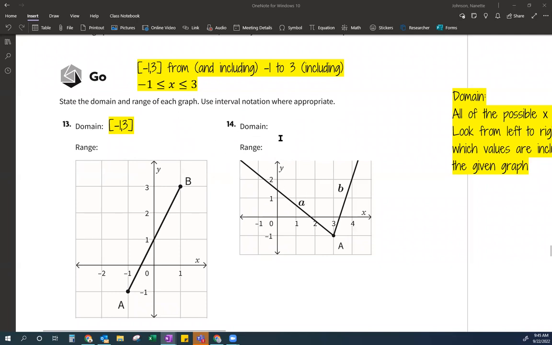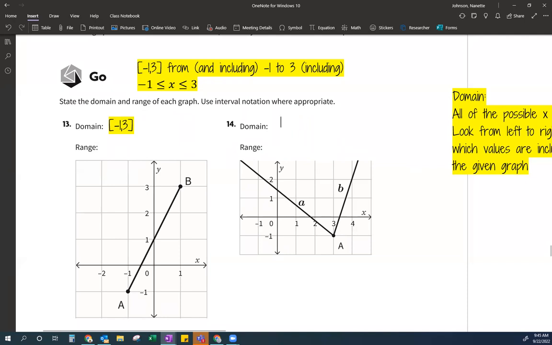Okay. So with that being said, you'd say, okay, I know how to do the domain. You said to look from left to right and which values are included. So the leftmost value is, well, it looks like it's -2, but you just said that it'll continue all the way through. So that must mean that it's going to go to -infinity. And whenever we use -infinity, we always use parentheses.